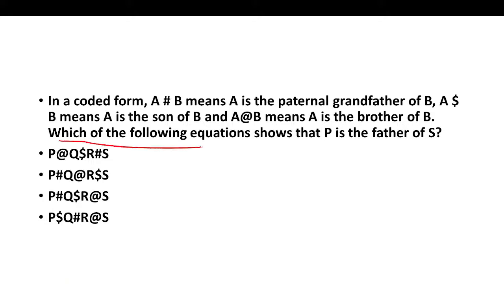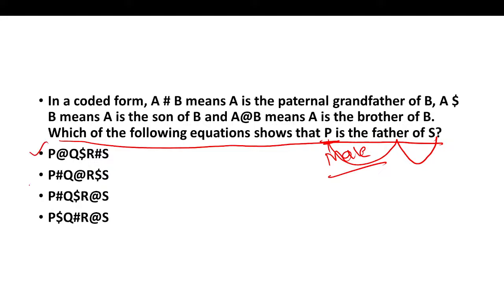Which of the following equations show that P is father of S? P must be father, nothing but P is male. In the first question, after P, what is the symbol? At the rate. At the rate indicates what? Brother. Brother is male. Hold it.